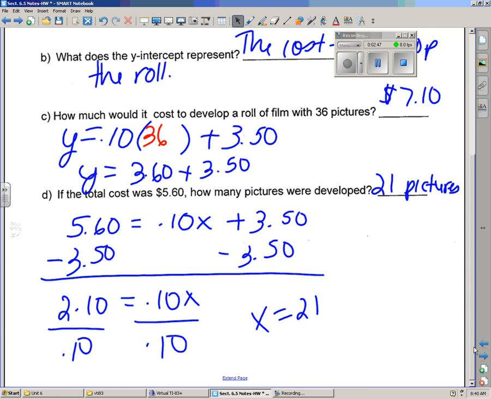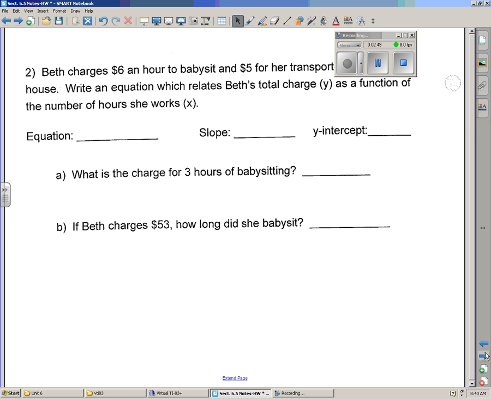Here's another example. Beth charges $6 an hour to babysit and $5 for her transportation to your house. Write an equation that relates Beth's total charge, y, as a function of the number of hours that she works, which is going to be x. So the total cost is going to be the $6 per hour, 6x, plus the $5 transportation fee. So her slope is 6, her y-intercept, her initial fee, is going to be 5.